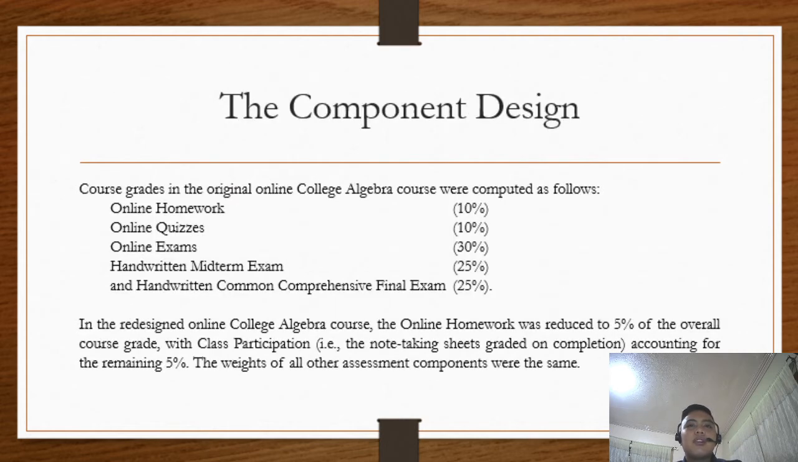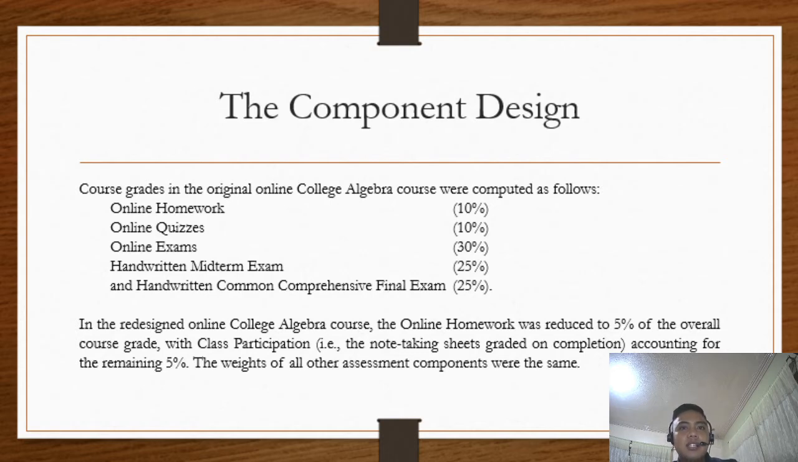So moving on, the component design, okay? Course grades in the original online college algebra course were computed as follows. I already shared this before in the previous presentation, so I just want to share it again. Online homework would be 10%, online quizzes 10%, online exams would be 30%, handwritten midterm examination would be 25%, and handwritten common comprehensive final exam would be 25%.